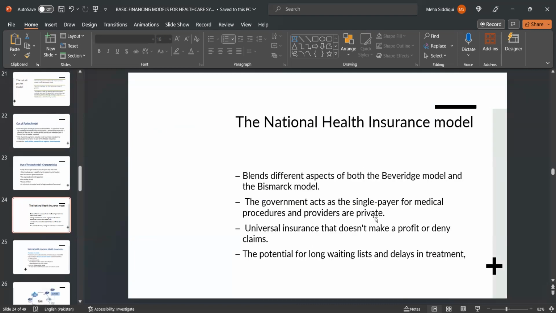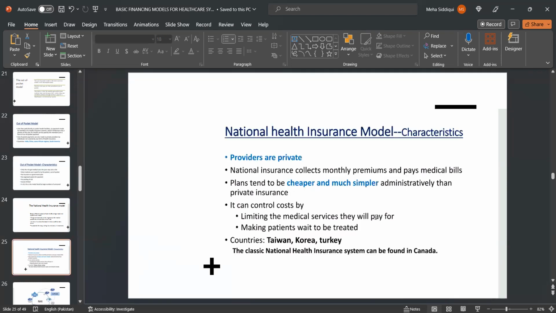Then comes the national health insurance model. It blends different aspects of both the Beveridge model and the Bismarck model. The government acts as the single payer for medical procedures and providers are private, as in the Bismarck model. Universal insurance that does not make a profit or deny claims. The potential for long waiting lists and delays in treatment occur in this model.